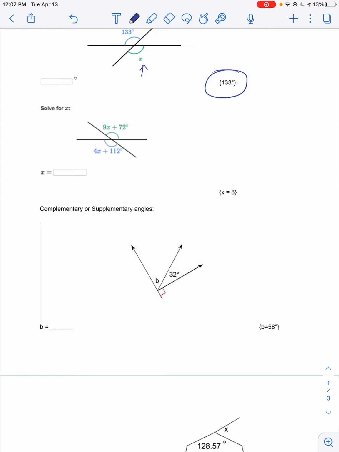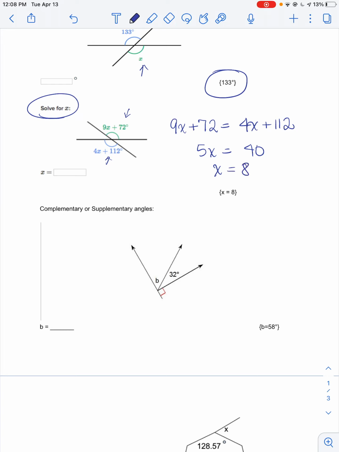This is a slightly more advanced version of that problem. It doesn't tell you an exact angle measure, but it gives you an expression that is that angle measure. So these two angles, again, are vertical angles, the blue and the green. In order to find that value for x, it does tell us solve for x, not the measure of the angle. We can set up this equation. Since these angles are vertical, that means that they're congruent. So 9x plus 72 is equal to 4x plus 112. If I continue and solve this, 112 minus 72, I get that x is equal to 8.